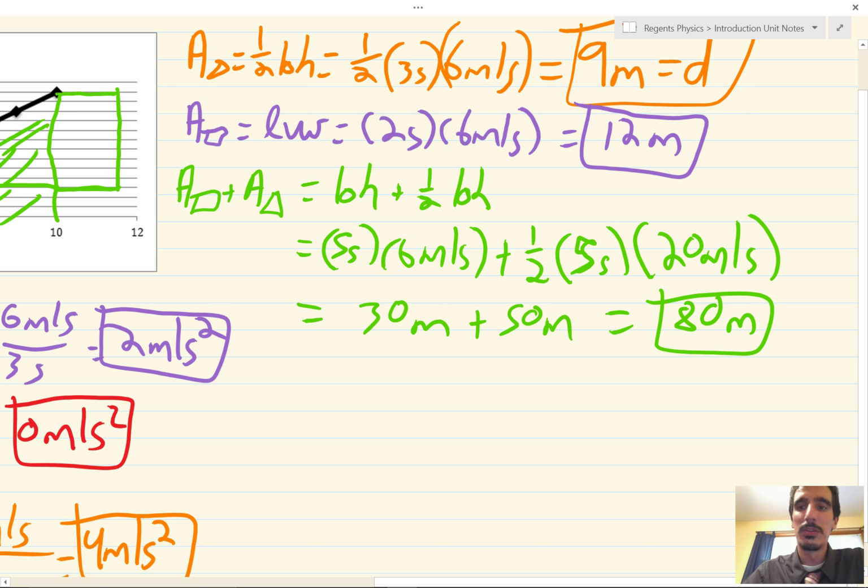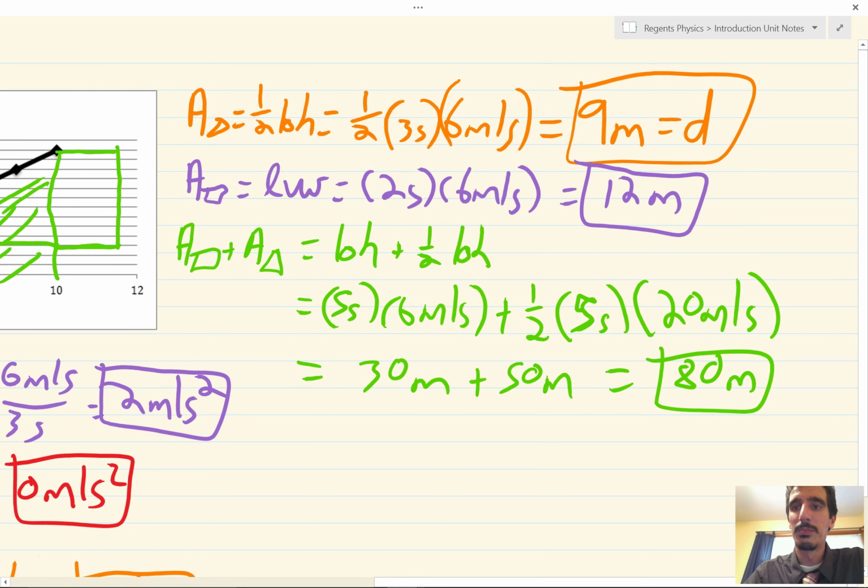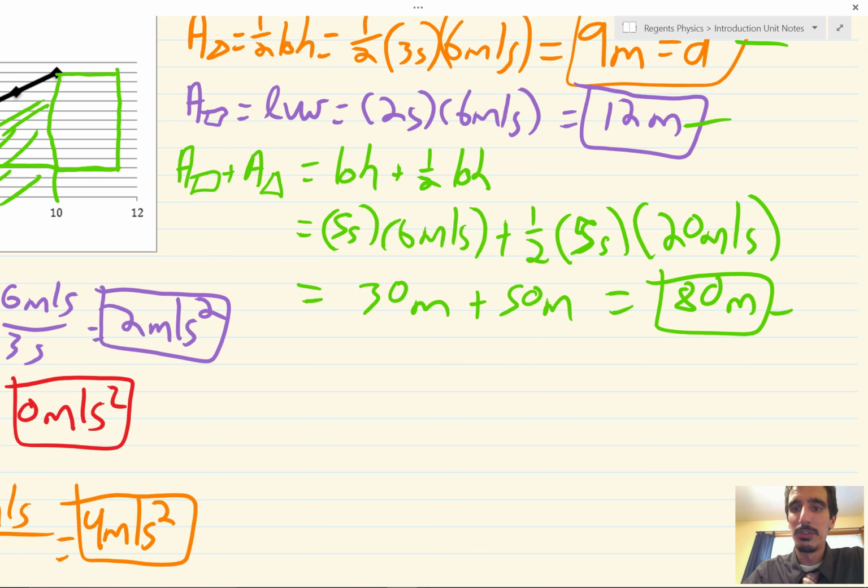And if we want to find the total distance traveled, all we do is add them up. So 9 plus 12 plus 80. 9 and 12 is 21. 80 and 21 is 101. So the total distance is 101 meters.